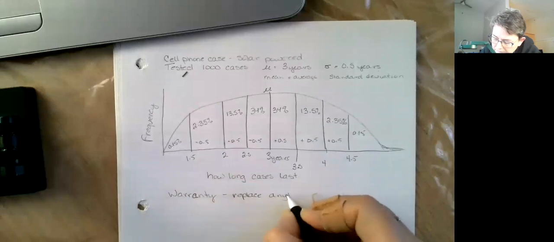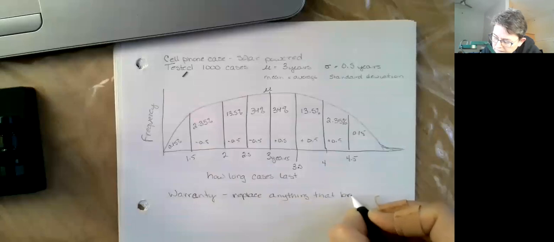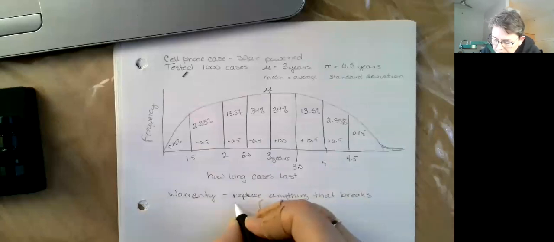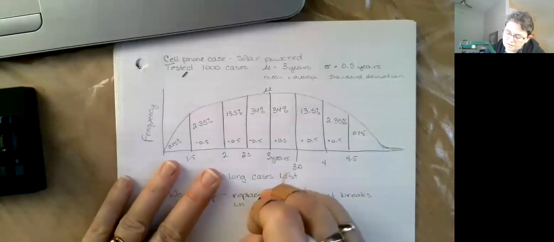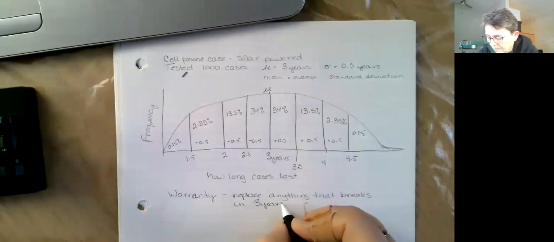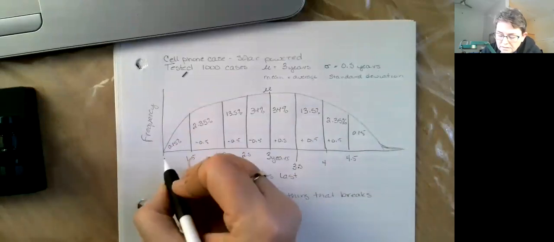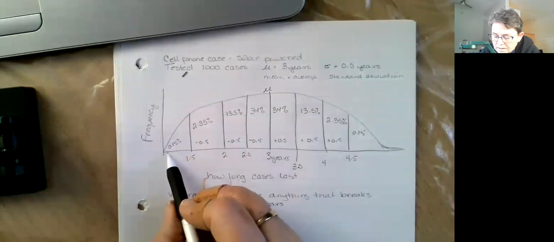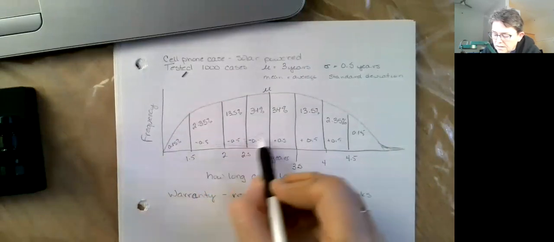Anything that breaks in 3 years. I guess I really could have just said, I'm going to give you a 3-year warranty. Well, let's see what that actually means on a graph. If I decide to do that, that means I'm going to replace everything in this area all the way up here until I get to 3 years.